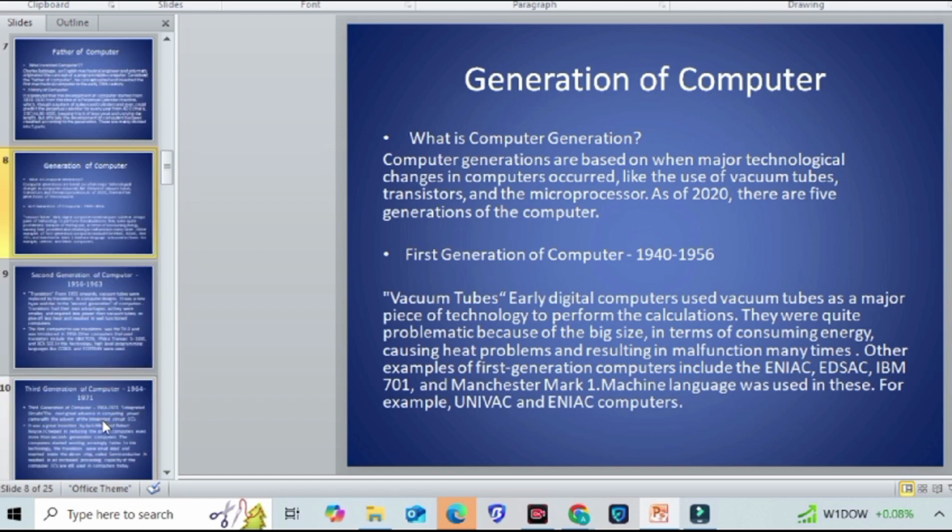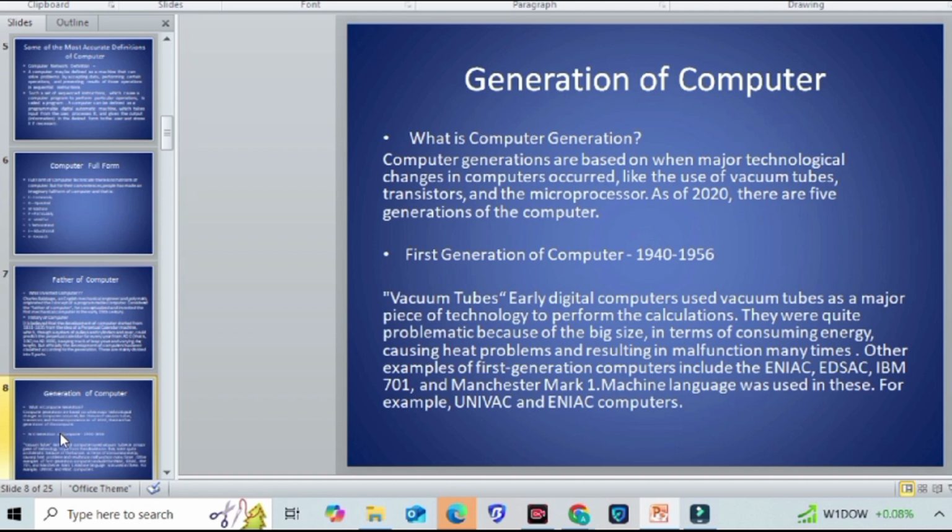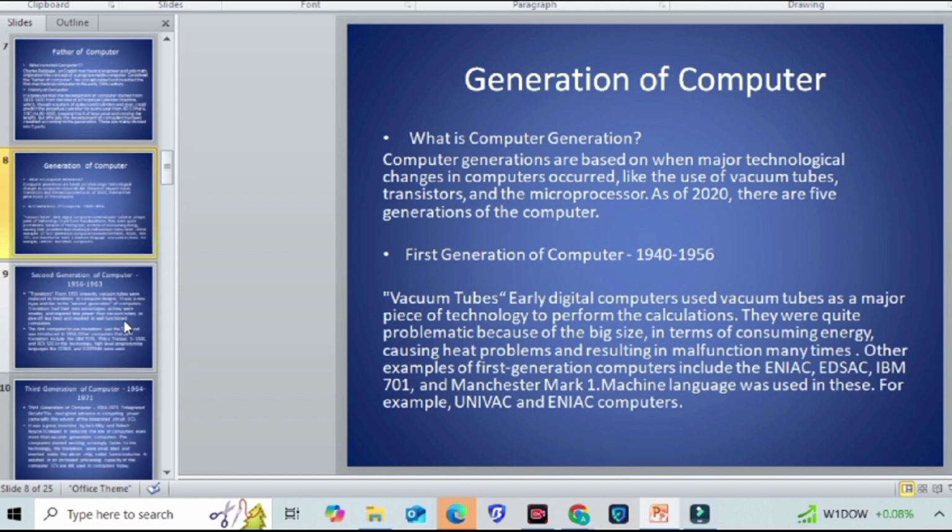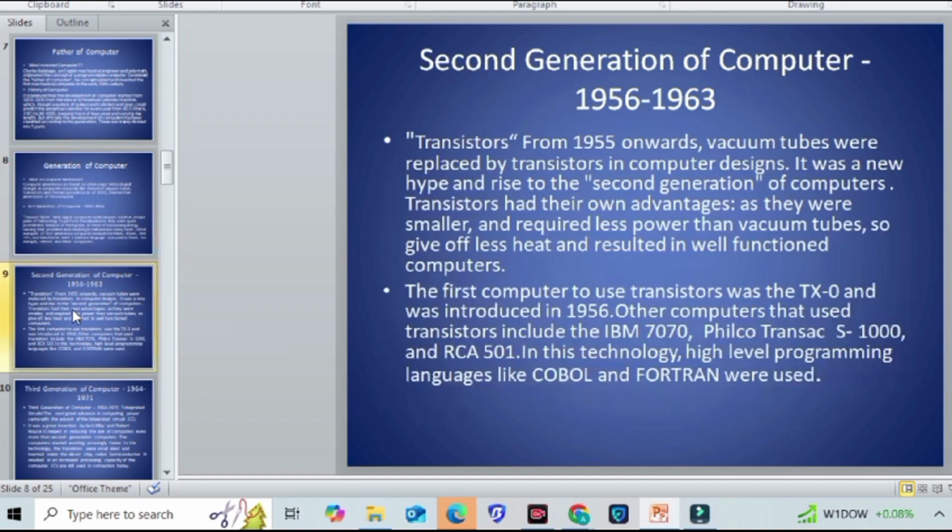First generation of computer, 1940 to 1956, vacuum tubes. Early digital computers used vacuum tubes as a major piece of technology to perform the calculations. They were quite problematic because of their big size and energy consumption, causing heat problems and resulting in malfunction many times. Other examples of first-generation computers include the ENIAC, EDSAC, IBM 701, and Manchester Mark I. Machine language was used in these, for example, UNIVAC and ENIAC computers.